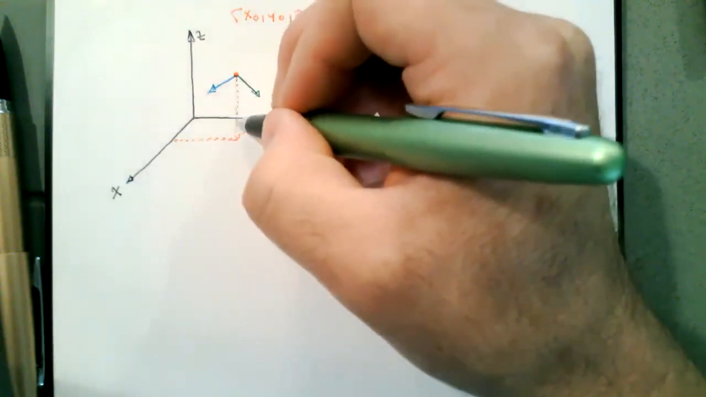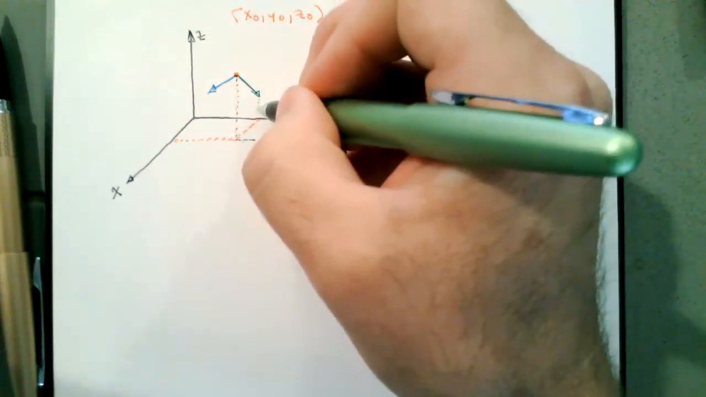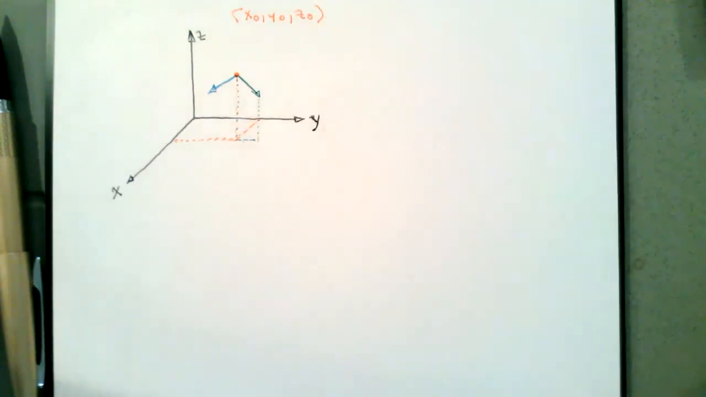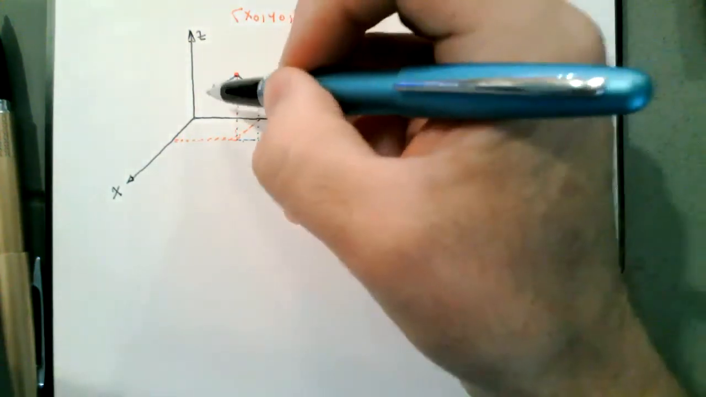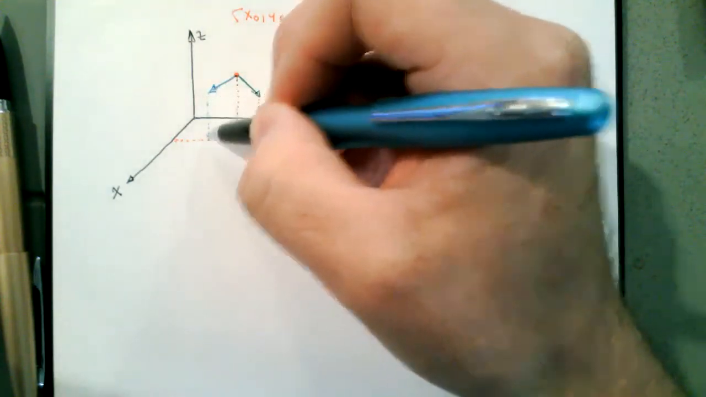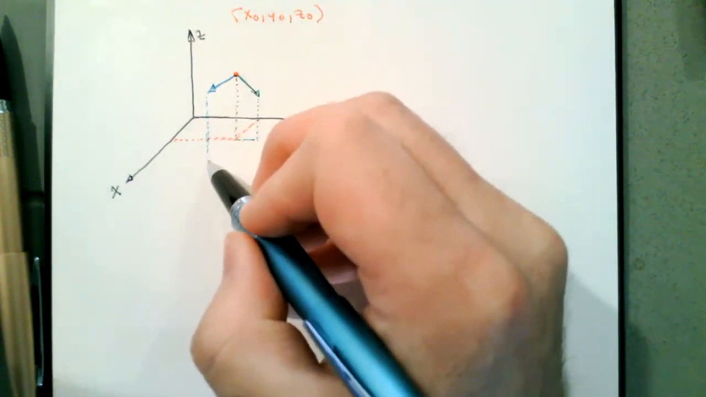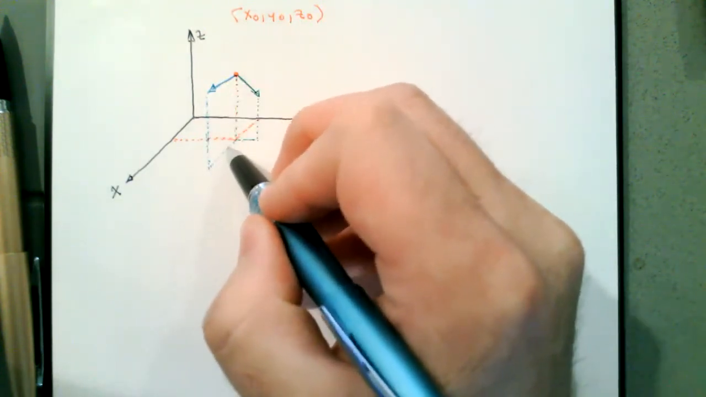So drop this down here. That's what happens when y increases by 1. We can see z change its value. And if we drop this point down to the plane, we can see how things are changing in the x direction.